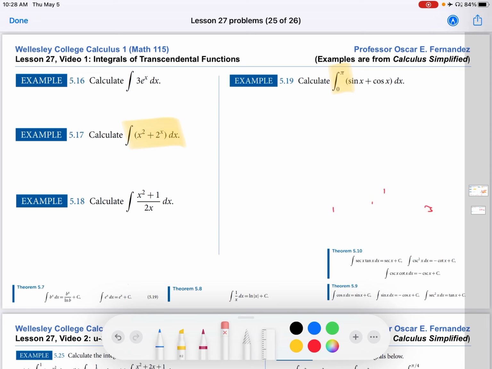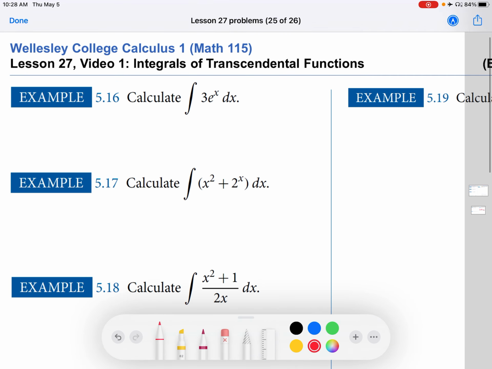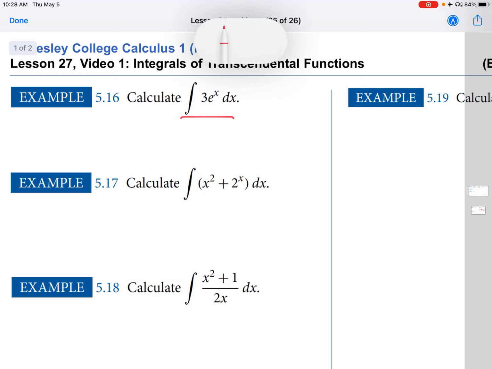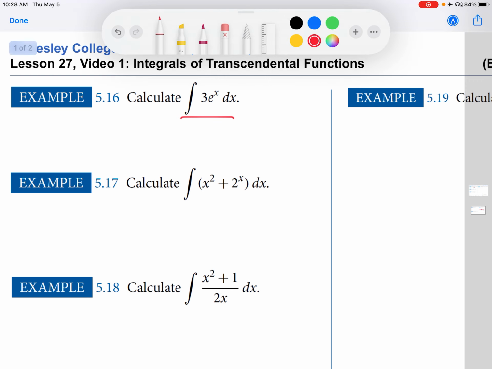Okay, let's go over here to the left-hand side and take a look at the first example. So let's see what this says. I'll zoom in a little bit here. Calculate the integral of 3 times e to the x. The first thing to do to make it a little simpler is to say this is equal to 3 times the integral of e to the x dx. That's, again, one of the properties of integration. You can pull out these multiplicative factors outside the integral.